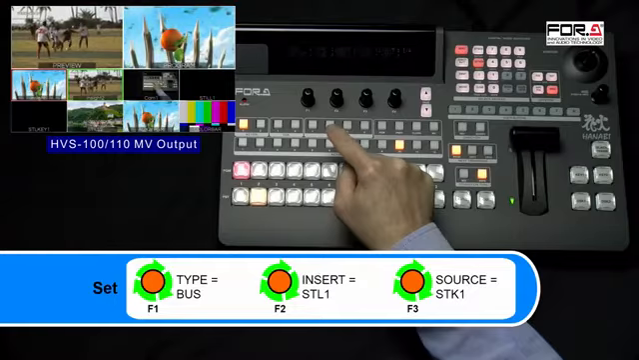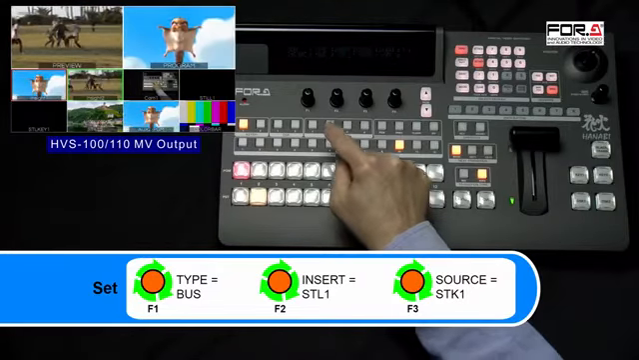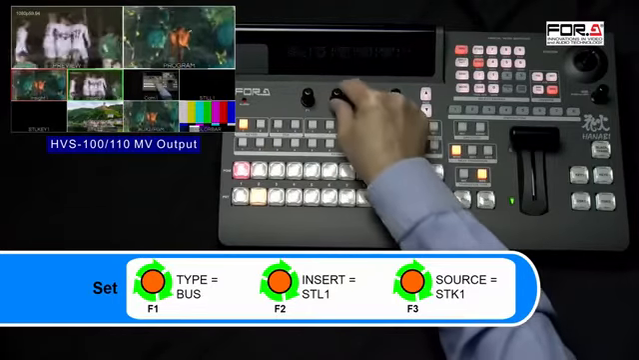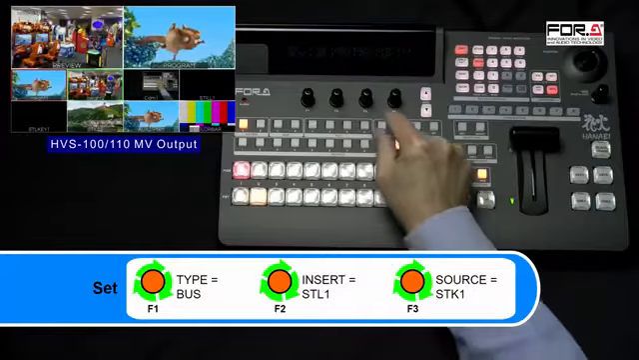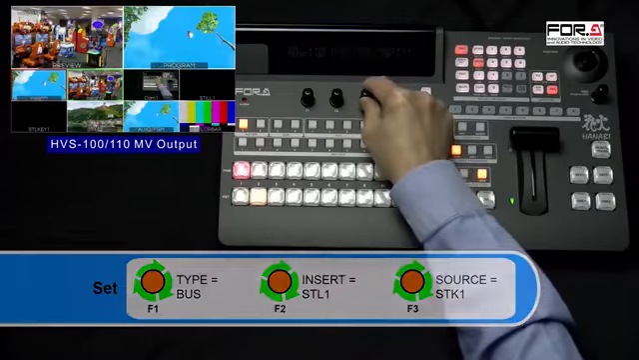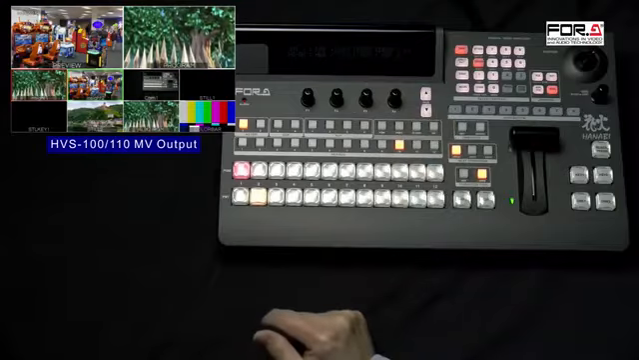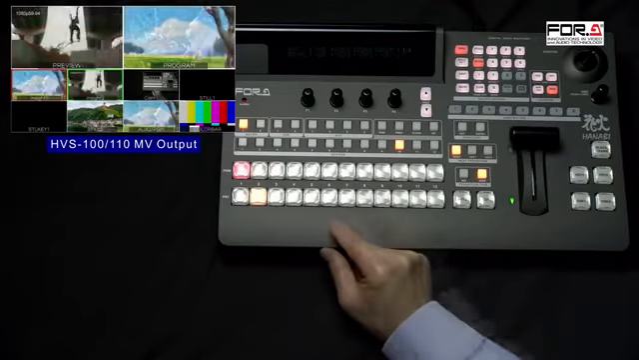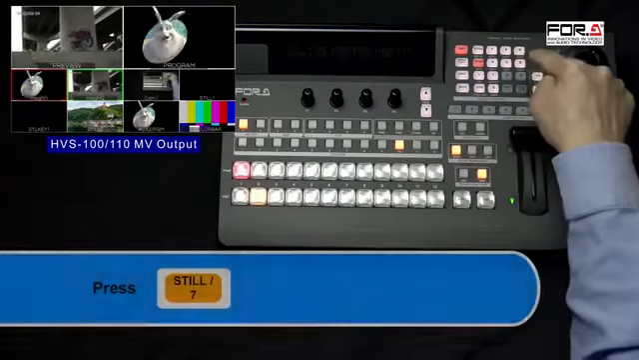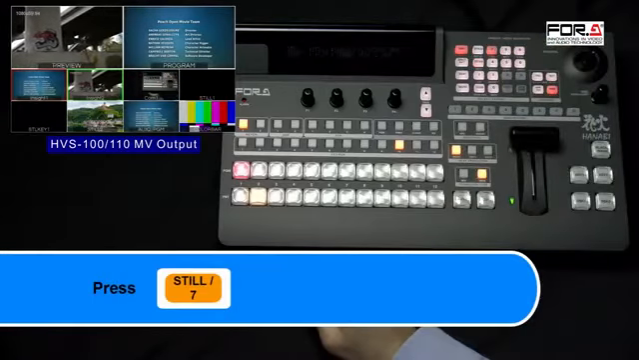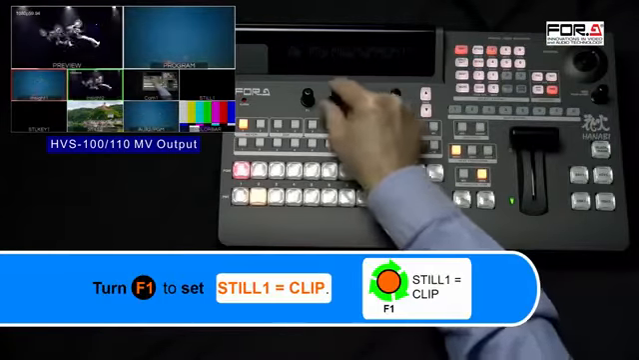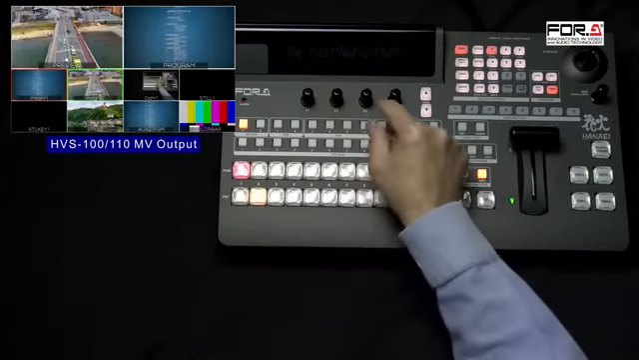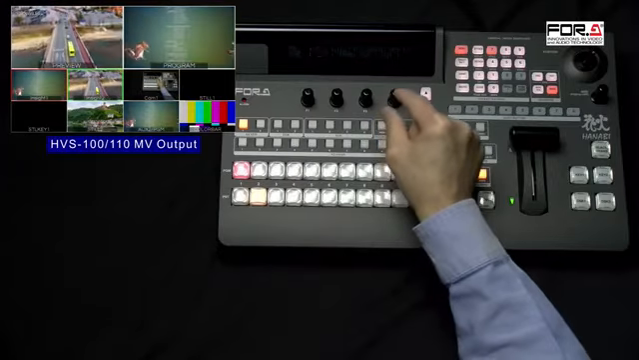In the Insert Source menu, please turn your F1 dial knob to set the type to bus. Then turn your F2 dial knob to set Insert to Still 1 and turn your F3 dial knob to set Source to Still 1 key. Next, we need to configure our Still settings so that it plays a video clip and not a picture. In your numeric keypad section, please press the Still button, which is also the number 7 button. In the Still menu, please turn your F1 dial knob to set your Still 1 to clip. If you're using Still 2, then please set it to clip.